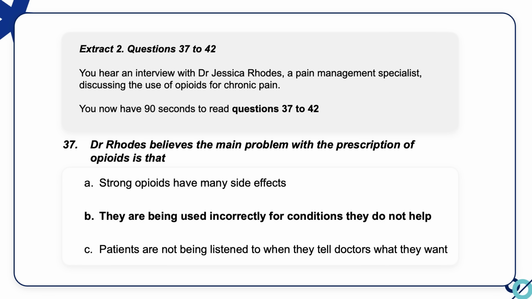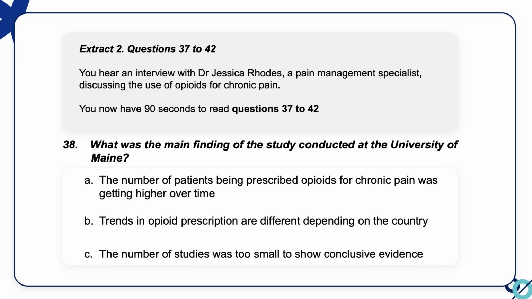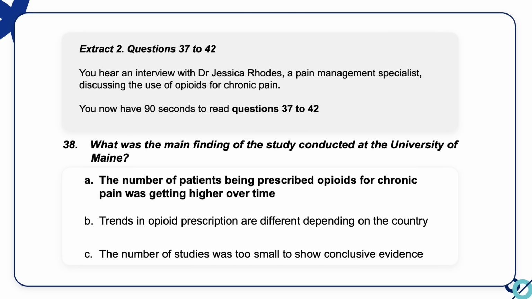Question 38. What was the main finding of the study conducted at the University of Maine? That the number of patients being prescribed opioids was getting higher. Answer A. She notes that over a 25-year period, the percentage of patients being prescribed opioids had increased and, in fact, doubled. So why not B?